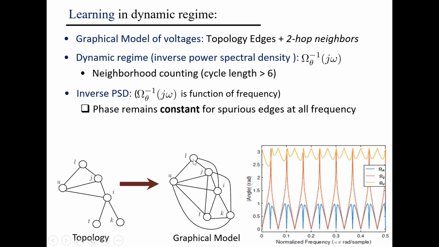For example, here, if you look at the phase, and there are some errors because of sampling, between I and L, which are two hops away, it is close to pi and almost constant, whereas the ones between I and J and I and K, which are direct neighbors, change more. So since I know that the phase more or less stays constant around pi for nodes which are two hops away, I can just look at the phase and identify which are the spurious edges.